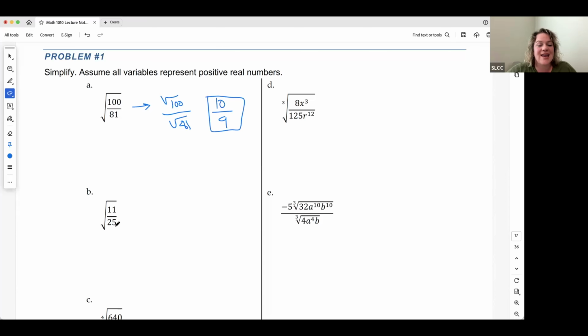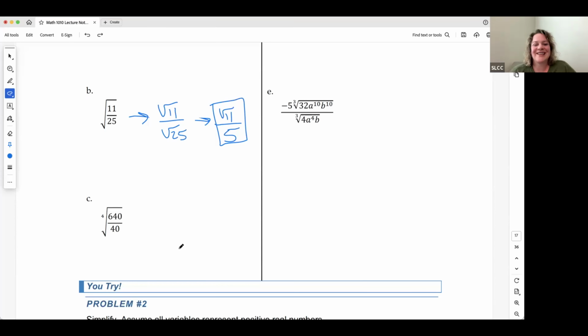What about square root of 11 over square root of 25? Can you simplify anything inside first? No. Then go ahead and separate it. Root 11 over root 25. You can leave it as the square root of 11, and then the square root of 25 is 5. So square root of 11 over 5. Math nerds do not like square roots in the denominator, but they don't mind if they're in the numerator. So you're done.